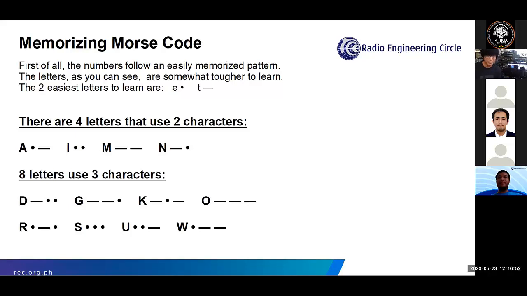I'm gonna tell you, I started only this February. This year, I started doing Morse code. And I think this procedure worked for me kasi I can decode now at 20 to 25 words per minute. Probably due to COVID also, it helps me dahil wala akong masyadong ginagawa.